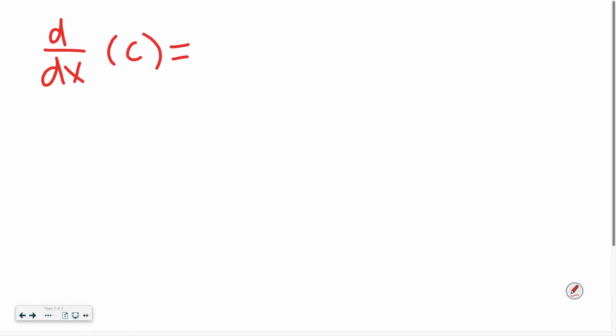So let's think about some things. What's the derivative of a constant? 0. So the integral of 0 dx, I know that looks weird, is c. The antiderivative of nothing is some constant. Okay?